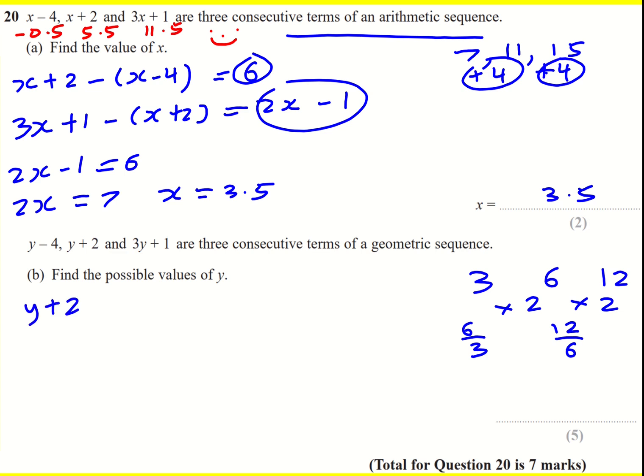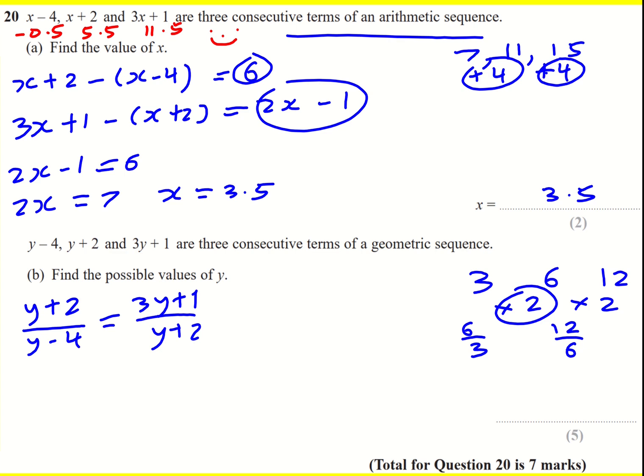y plus 2, right? This time I'm not going to simplify it, like it worked quite well there. It's not going to be quite as easy this time. So y plus 2 over y minus 4 is how we get what we call the common ratio. That's that one there. But I also get it by doing the third term divided by the second term. 3y plus 1 over y plus 2.